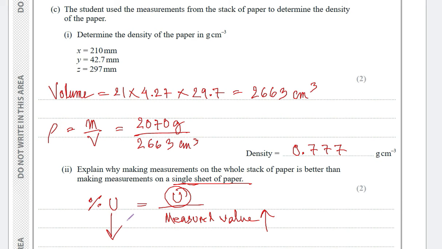This is a 2-mark question. This can also be a 3-mark question. And for this specific paper, what they have not marked here is the uncertainty remains the same. But for a 3-mark question, you have to include this point as well. The uncertainty remains the same. The measured value increases, so the percentage uncertainty decreases. Memorize this by heart because this is one of the most common concepts of Unit 3 physics.